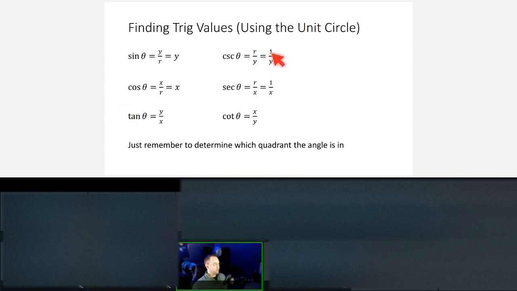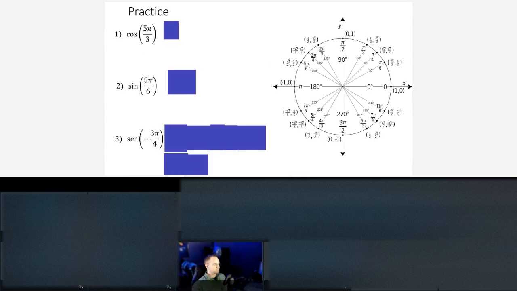Again, the radius for a unit circle is always 1. Makes it really easy. Okay, some simple ones. I'll give you a moment to write these examples down. Let's everyone do the first two. I'll give you all a minute.